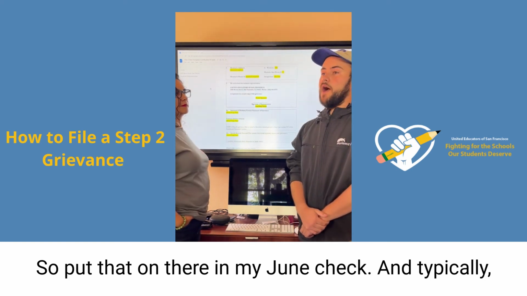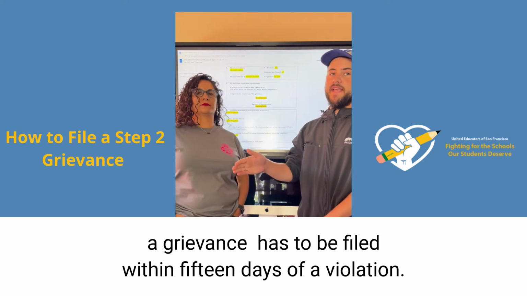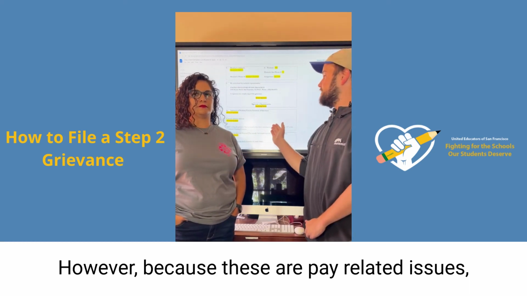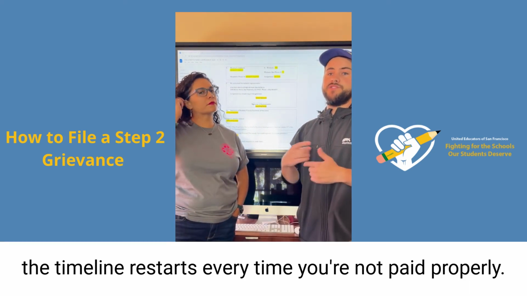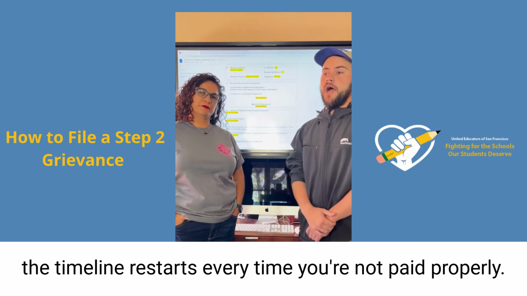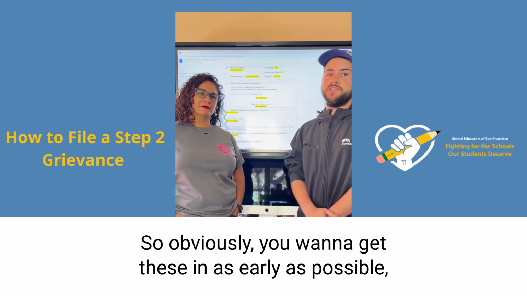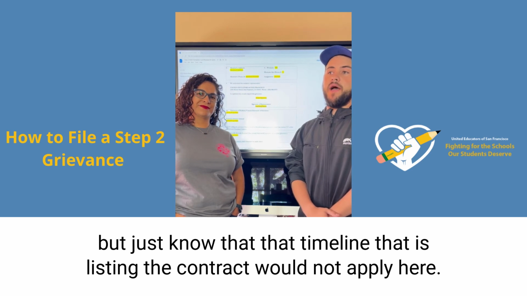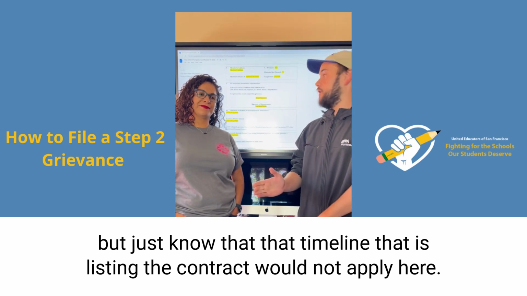Typically, a grievance has to be filed within 15 days of a violation. However, because these are pay-related issues, the timeline restarts every time you're not paid properly. So obviously you want to get these in as early as possible, but just know that the timeline listed in the contract would not apply here.